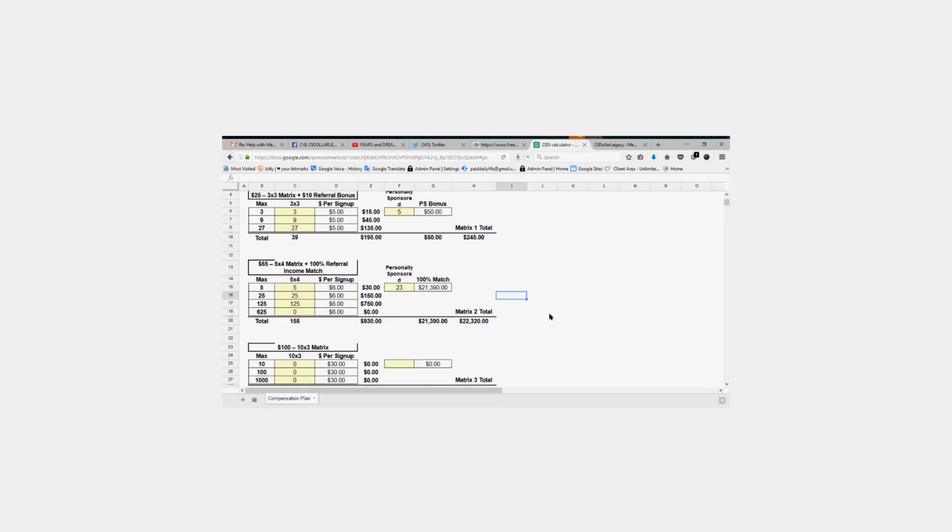Let's say you never get to the 4th level, but you bring in 155 people, right? 39 from there, and everybody else from spillover. Guess what you're going to make, sir? $22,320. That is correct. And you never even filled up.